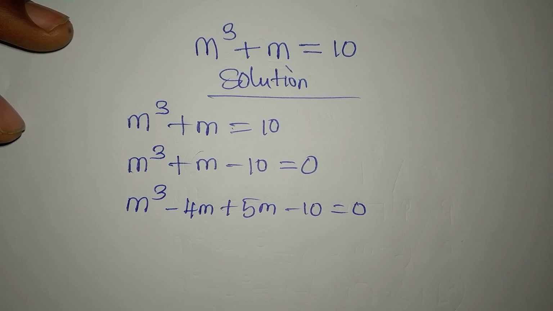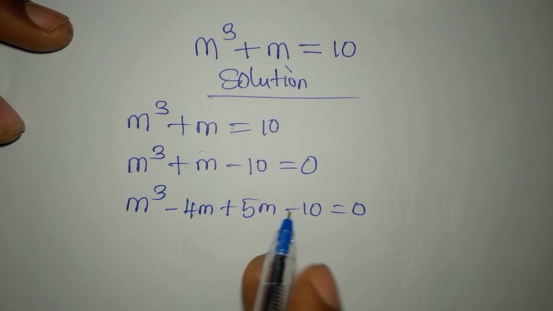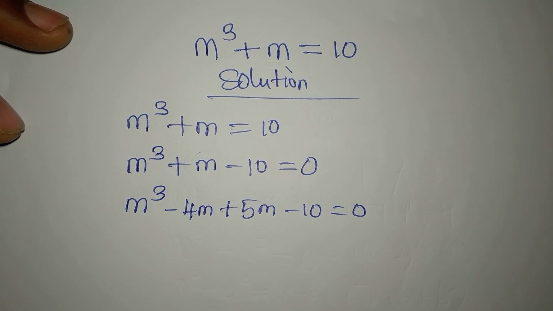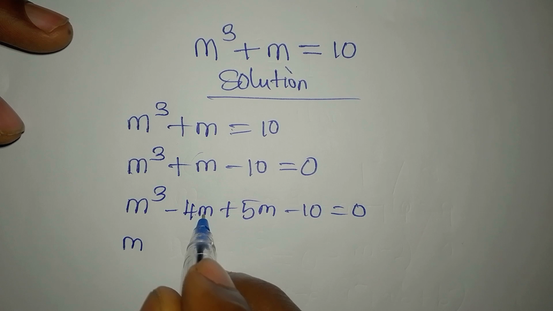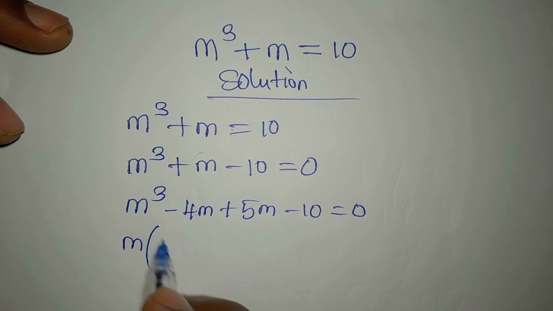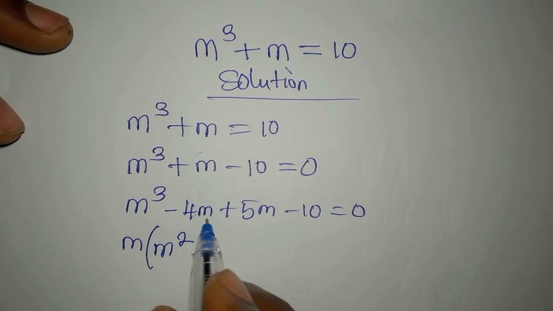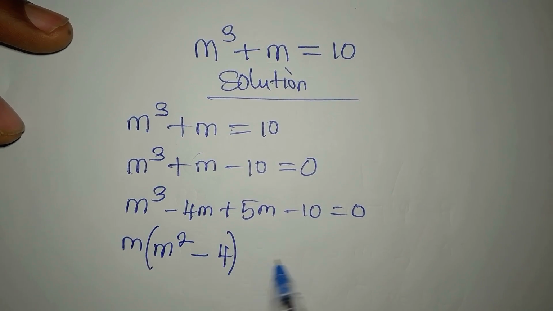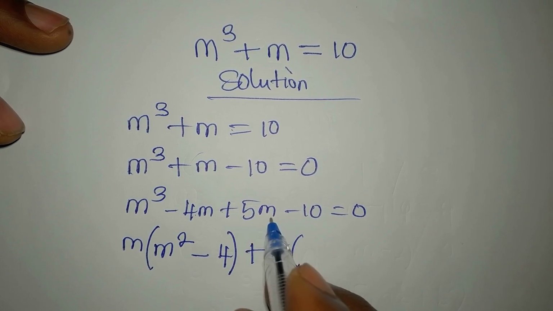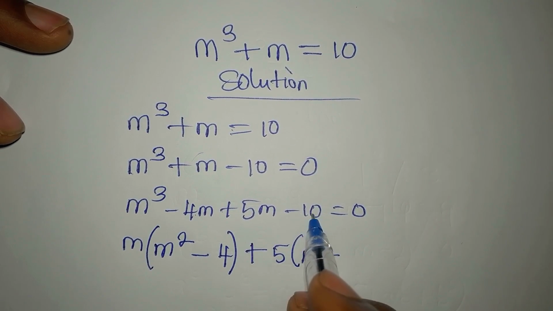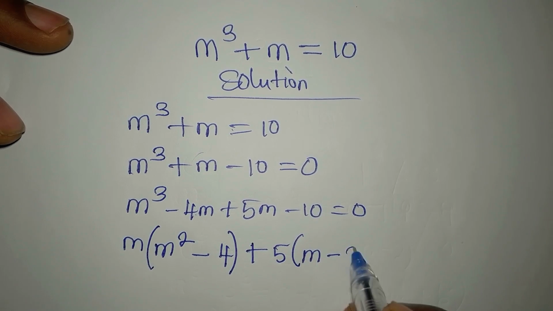Mind you, you'll be thinking, why did I not write 5m before this? If I had done that, we will not be able to factorize effectively. So this should be the arrangement. Now, we have m common to these two terms. Here now we'll have m squared minus 4. Then, in these two terms, 5 is common. Then here we have m, and then here we have 2, because 10 divided by 5 is 2.